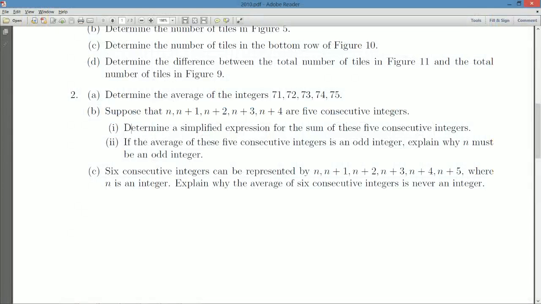B. Suppose that n plus 1, n plus 2, n plus 3, n plus 4 are 5 consecutive integers. So in a multiple part question, one of the parts has been split into multiple parts. Determine a simplified expression for the sum of these 5 consecutive integers. If the average of these 5 consecutive integers is an odd integer, explain why n must be an odd integer. So first, we need a simplified expression for the sum.